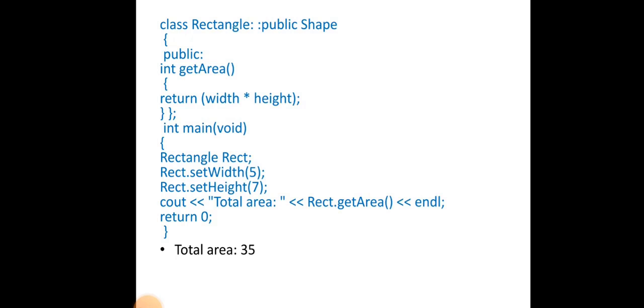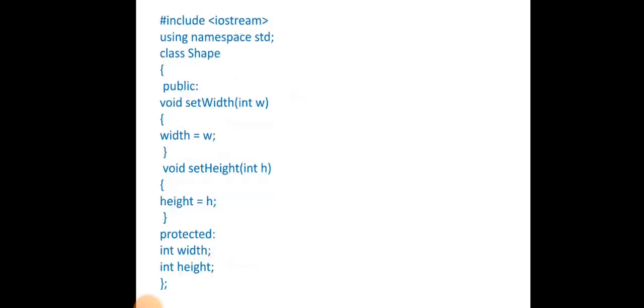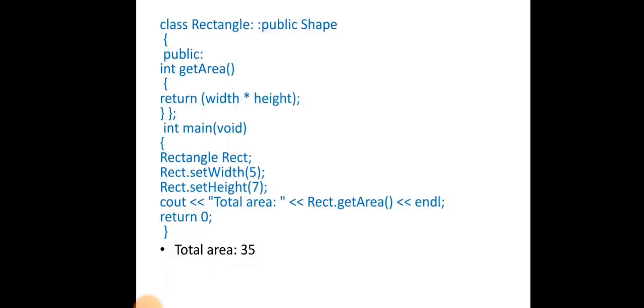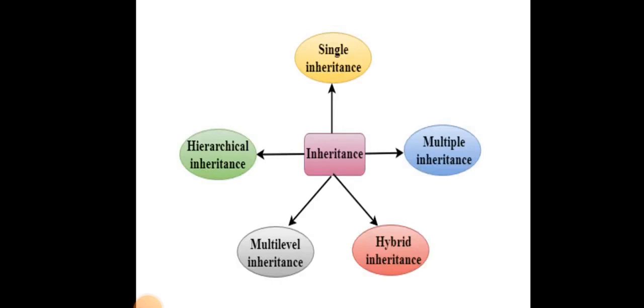In cout, we just print the rectangle's area by using the object rect dot get area. This is a simple sample code for the inheritance concept. There are different types of inheritance: single inheritance, multiple inheritance, hybrid inheritance, multi-level inheritance, and hierarchical inheritance.